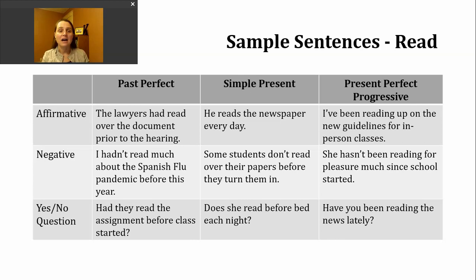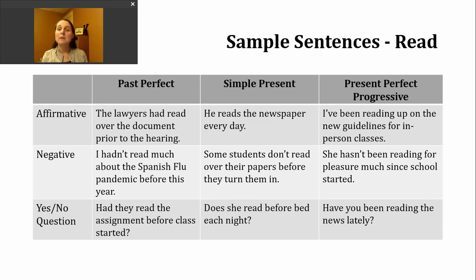So there you can see my two parts, and you'll notice my pronunciation of the verb changed because it's the participle form. If I want to make a negative sentence in past perfect, you're going to see me insert not after had. You might hear native speakers use the contraction hadn't. Let's look at an example. I hadn't read much about the Spanish flu pandemic before this year.